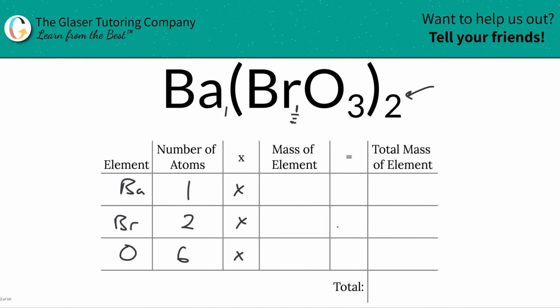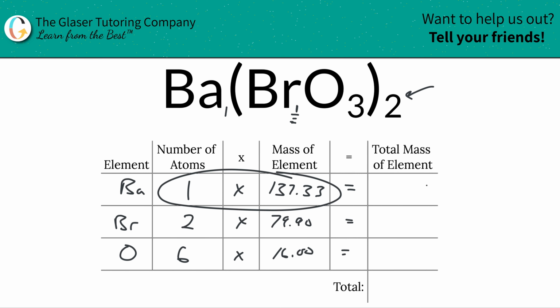So let's go plug in the values. The mass of barium, as we mentioned, was 137.33. The mass of bromine was 79.90, and the mass of oxygen was 16. Now what we're simply going to do is take those masses and multiply by the number of atoms to find the total mass of that particular element in the compound.